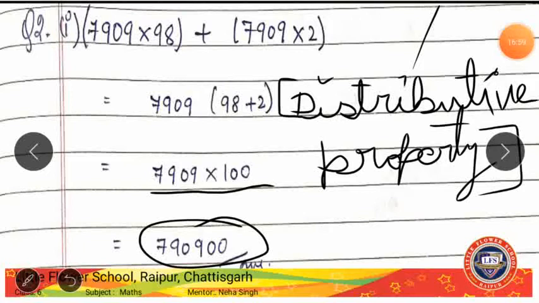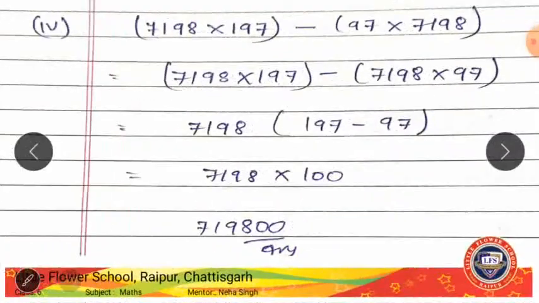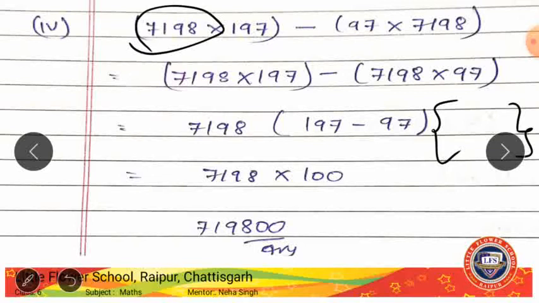This is distributive property we are using it here, right? You need to mention the properties. Moving on to the next question. Here also you need to mention which property you have used. You will mention distributive property. Again here I can see 7198, 7198.